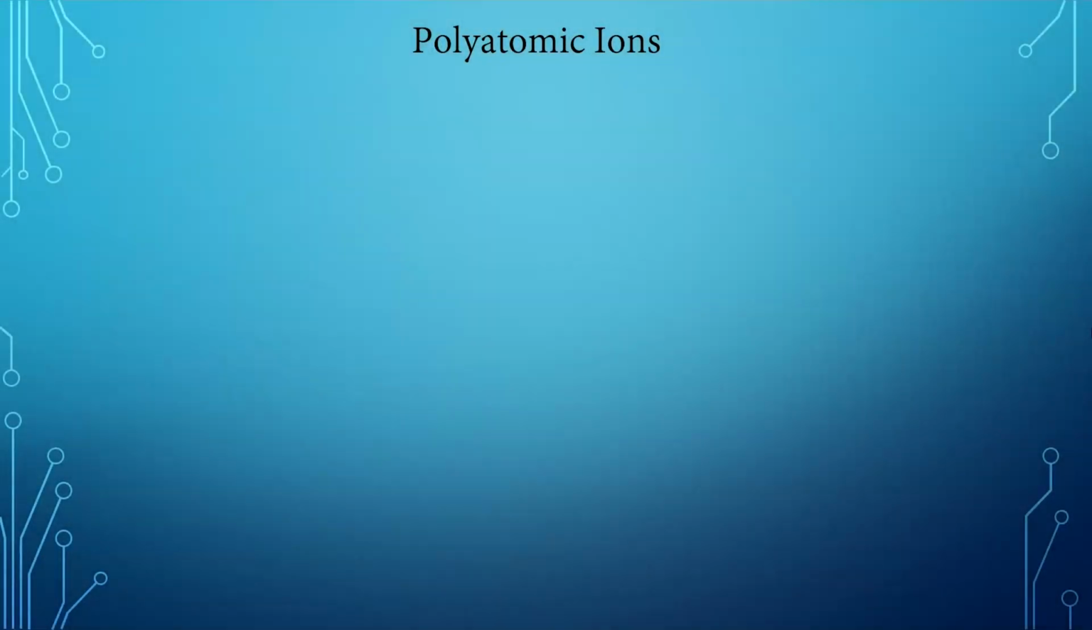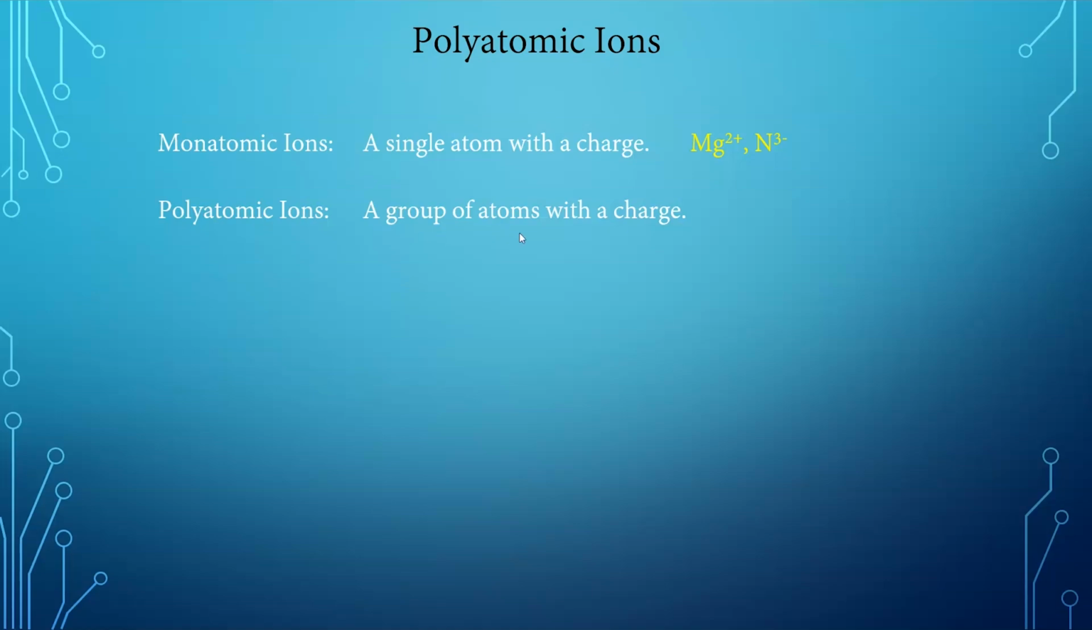There's a different class of ions which are called polyatomic ions. All of the ions we've been looking at so far are monatomic, and of course mono means one, atomic means atom. So a monatomic ion is simply a single atom with a charge. Things like a magnesium ion or a nitride ion, all the ions we've been looking at so far are monatomic ions. They're formed when an atom either gains or loses electrons. A polyatomic ion is one that contains more than one atom. So it's a group of atoms that also has a positive or negative charge.